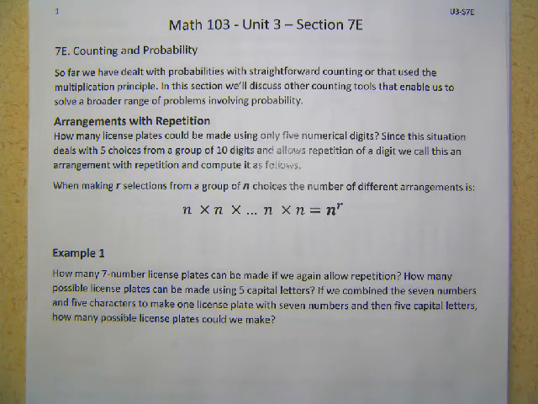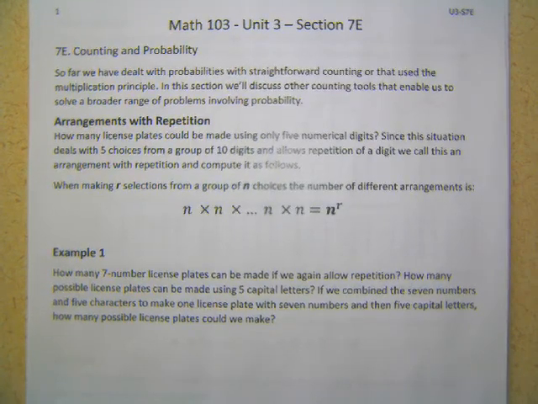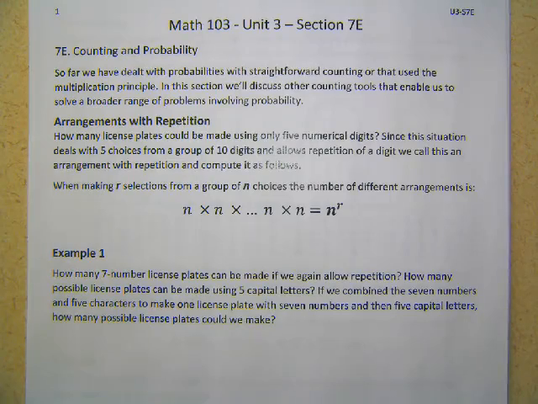So far, we've been getting by with the multiplication principle, where we just look at the number of choices for each option, multiply those, and that's great. But for some of these more advanced situations, there might be faster, easier techniques, and that's what we want to get into. So the first type we're going to talk about is arrangement with repetition.